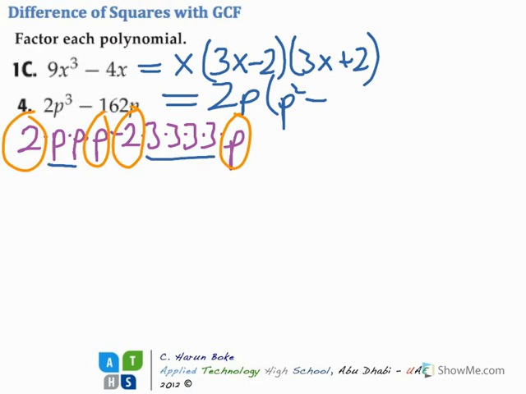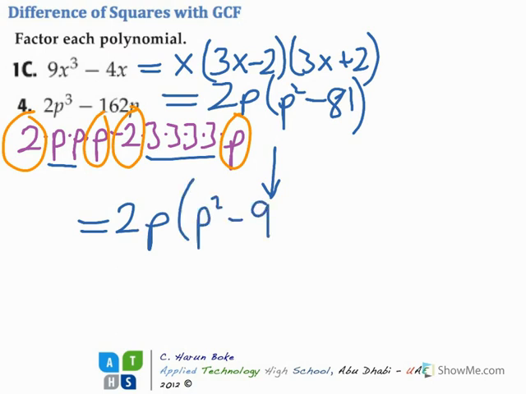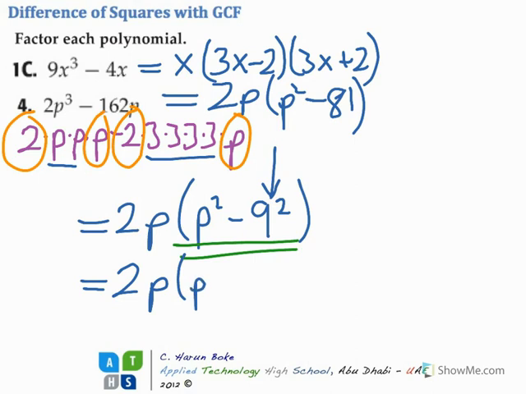minus 3 to the power 4, which is 81. Now we can write this, let's write it down. We can write this as 2p times p squared minus 9 squared. Now you see we have the difference of squares right away, right here. So let's go on. This is 2p, and instead of p squared minus 9 squared, I'm going to write (p minus 9)(p plus 9).